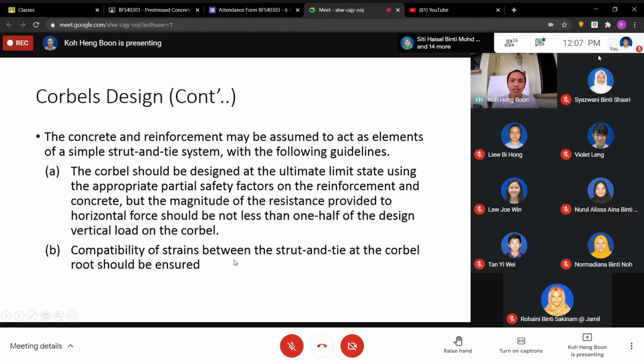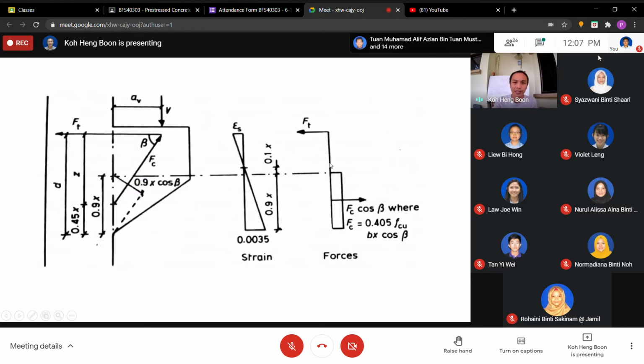Compatibility of strains between the strut and tie at the corbel root should be ensured. That one we'll look at already. The stress-strain curve that we're going to use is similar to just now, the same thing. Why 0.405? Because it's 0.45 FCU multiplied by 0.9, so we get 0.405.